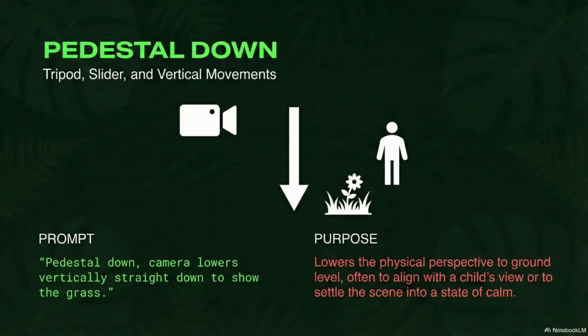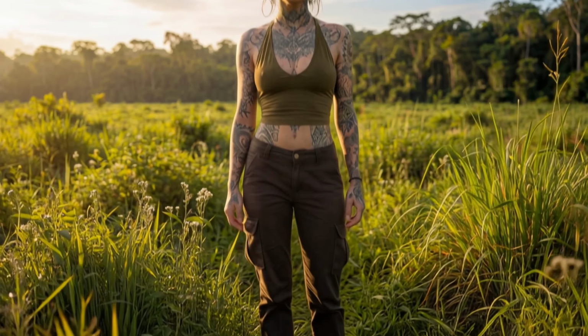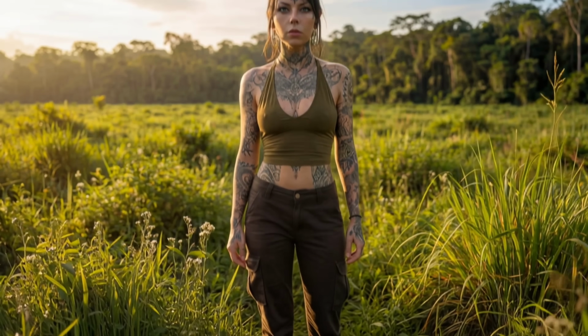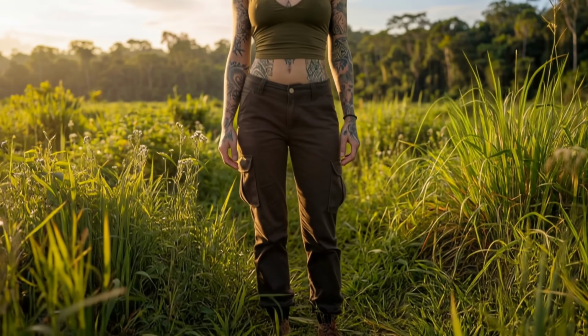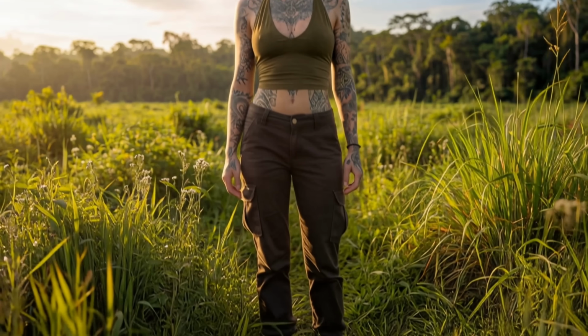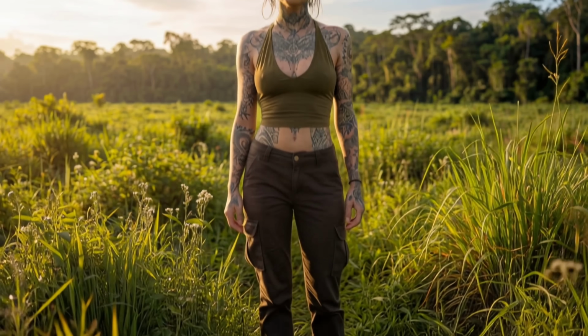Pedestal down is a vertical movement. It lowers the physical perspective to ground level, often to align with the child's view or to settle the scene into a state of calm. Use the prompt "Pedestal down." Camera lowers vertically straight down to show the grass. You can exchange grass with ground or asphalt or whatever is required for your context.